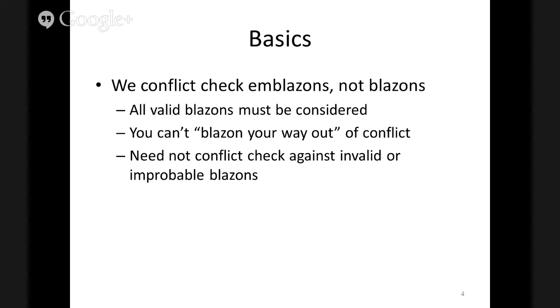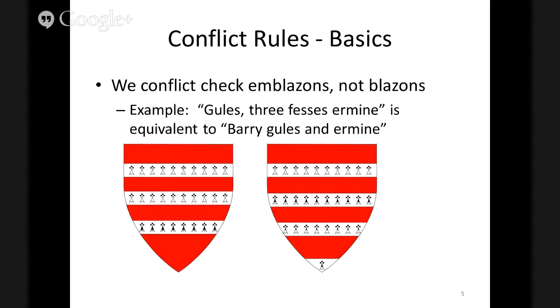Now, that being said, you don't have to conflict check against blazons that are either completely invalid or just highly improbable. So, for example, what we have here on the left is Gules, three fesses ermine. Red field, three fesses. On the right, we have Barry gules and ermine, a field equally divided between stripes of red and ermine, and unfortunately, it's not all that equal because I'm a lousy artist. These are considered equivalent. You can't say, well, I'm just going to reword it from three fesses to barry. These two are so similar that we're just going to treat them as the same thing.